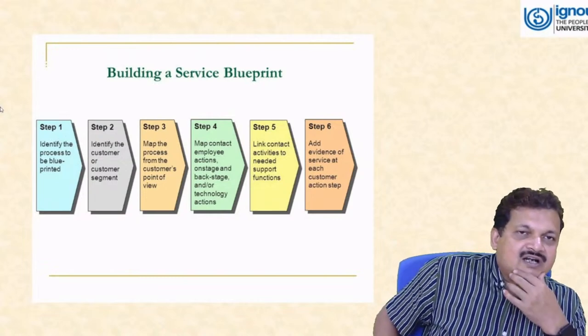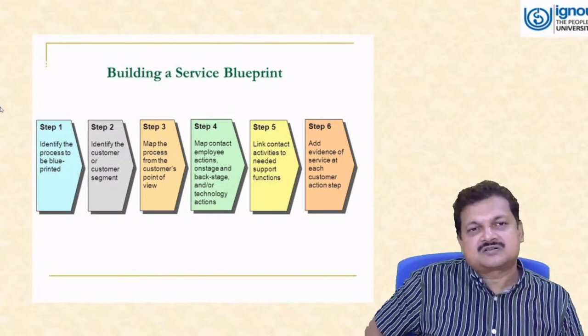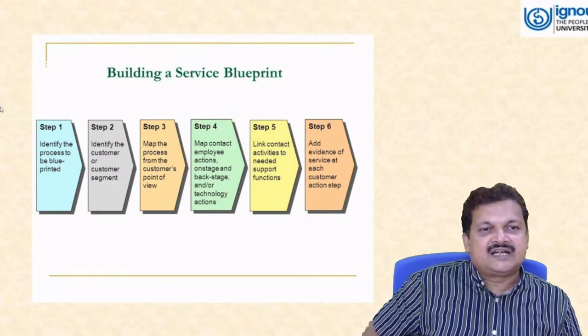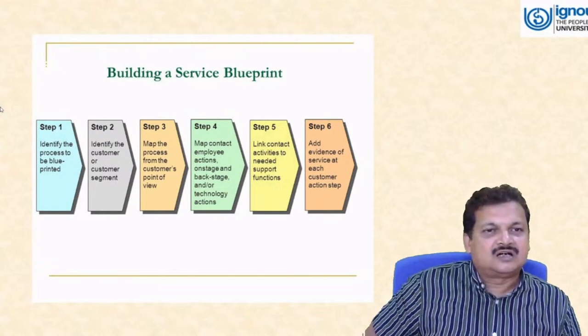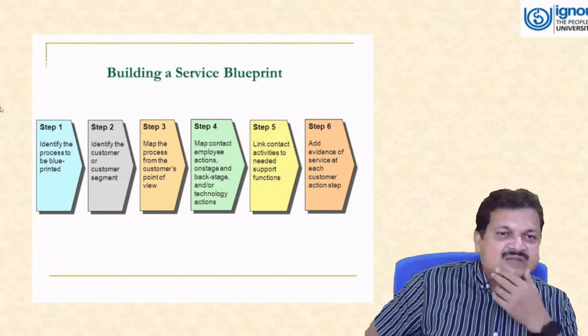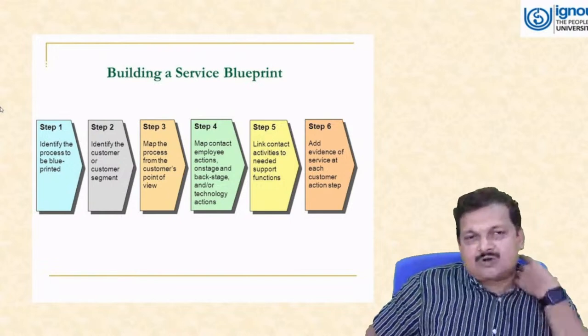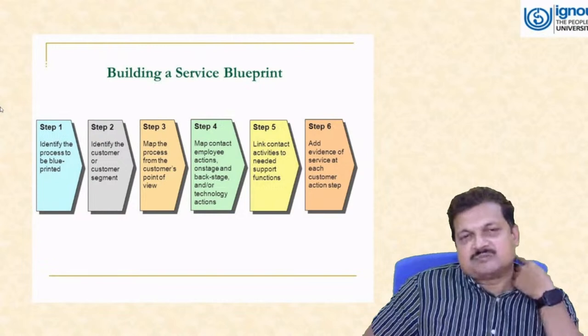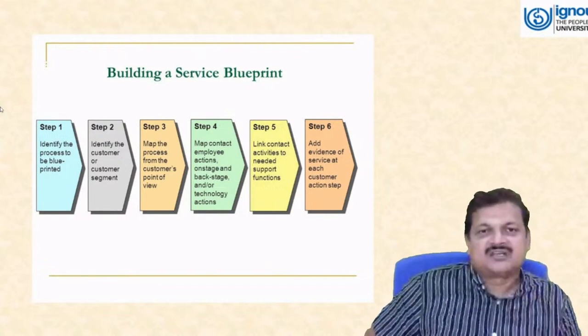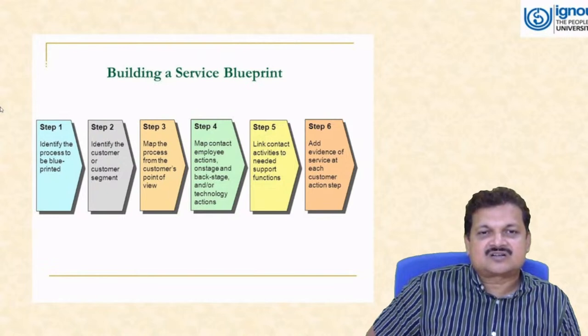For any organization or service center you want to make a blueprint for, the first step is to identify the process to be blueprinted. Second is to identify the customer or the customer segment to whom you are going to provide the services. That is also important to know. Third is to map the process from the customer's point of view. So how this can be delivered must be mapped. Then you design and map contact employees' actions onstage and backstage and technology actions.